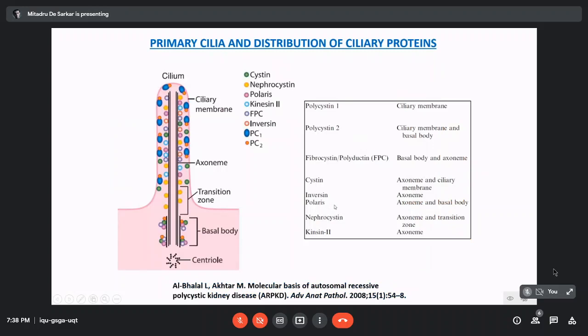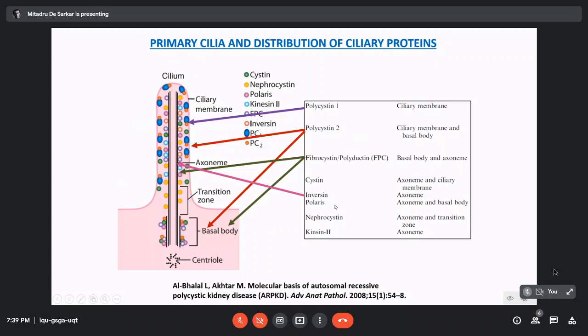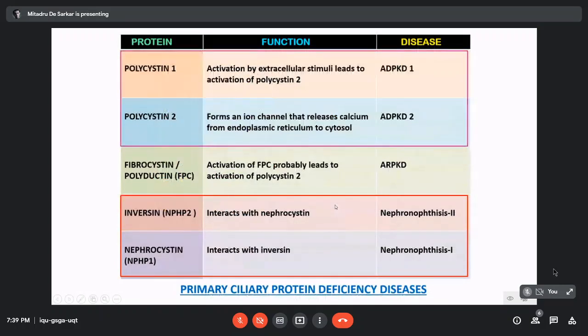So this particular article has shown the various distribution of the proteins along the course of the primary cilium, and as you see, polycystin 1 locates to the membrane, polycystin 2 both in the membrane as well as in the basal body. Fibrocystin, which is a pretty large protein, mostly is seen in the basal body but also in the axoneme, and inversin also in the axoneme, as well as nephrocystin, which is present in the axoneme as well as in the transition zone. The importance of going through these names of proteins is that quite a few of them tend to be mutated in the primary ciliary protein deficiency diseases.